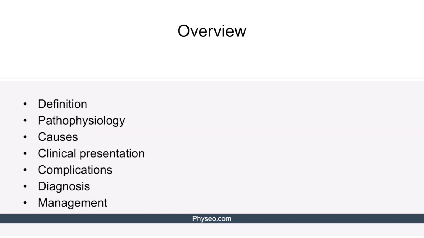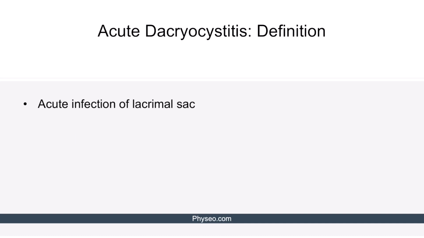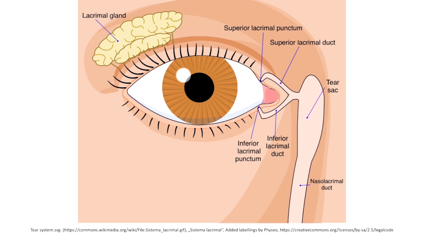Here's the overview slide of the topics we're going to discuss for acute dacryocystitis. Acute dacryocystitis is an acute infection of the lacrimal sac. Before we go any further, let's remind ourselves where the lacrimal sac is. Here you see the anatomy of the lacrimal apparatus. You can appreciate that the lacrimal sac is the sac-like structure located at the medial side of the eye. Eye secretions accumulate in the lacrimal sac and slowly drain into the nasolacrimal duct. As we mentioned on the previous slide, infection of the lacrimal sac is called acute dacryocystitis.